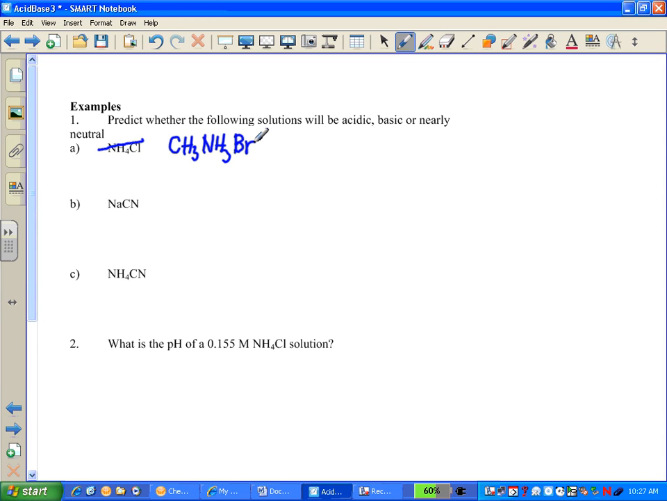Okay, so this is a salt that consists of a cation and an anion. So what we need to do to decide if it's an acid, base, or a neutral solution is break it up into its ions. So what we have here is CH3NH3+ and Br-. We need to look at these ions and decide if either one of them comes from our list of strong acids and bases, or is the conjugate of one of our strong acids and bases.